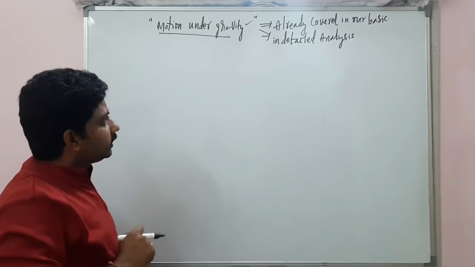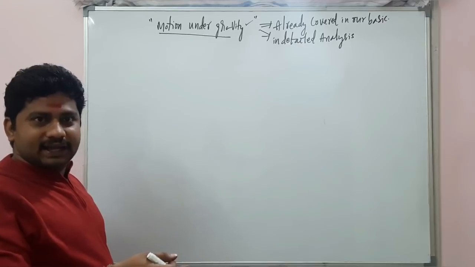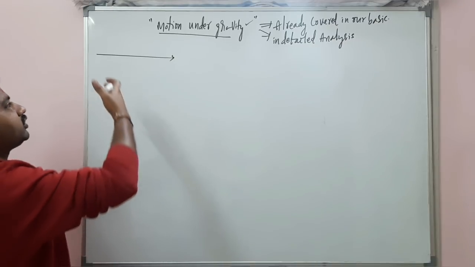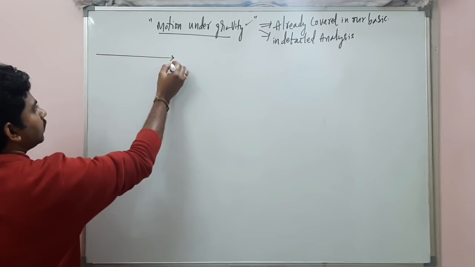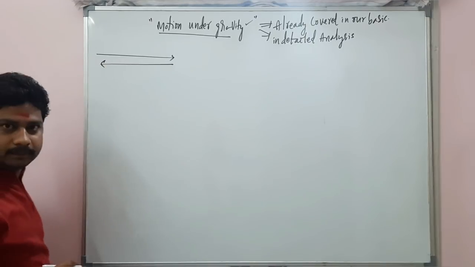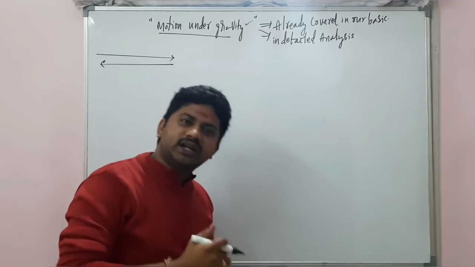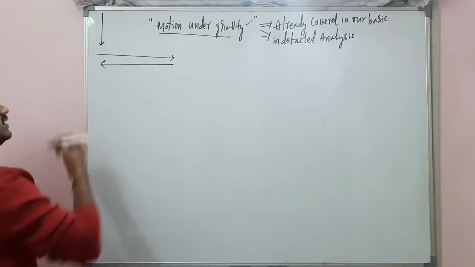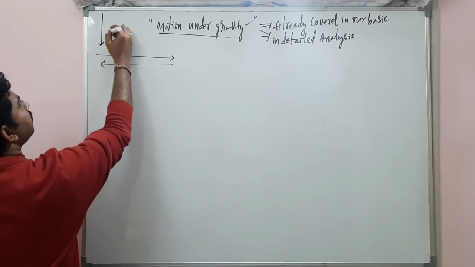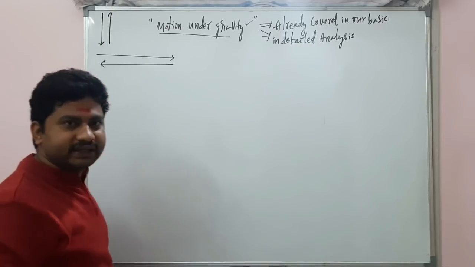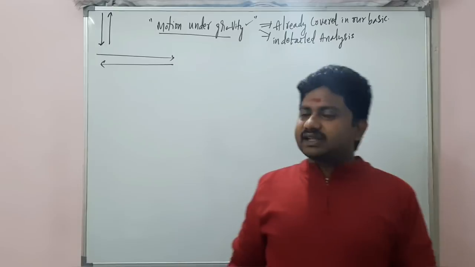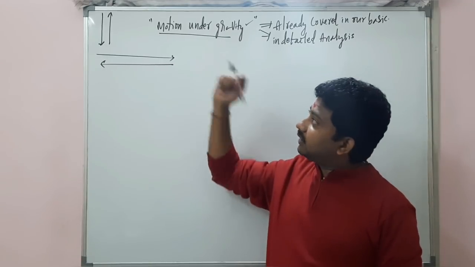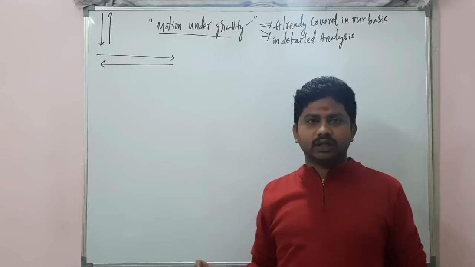Now look at this carefully. Till the last class we have discussed motion in a straight line, whether the body is moving in this straight line or in this way. Now in motion under gravity we'll be discussing a body that may be moving in upward direction or downward direction. Till the previous class we discussed whether the body is moving in rightward or leftward direction. Now upward and downward direction, straight line only.